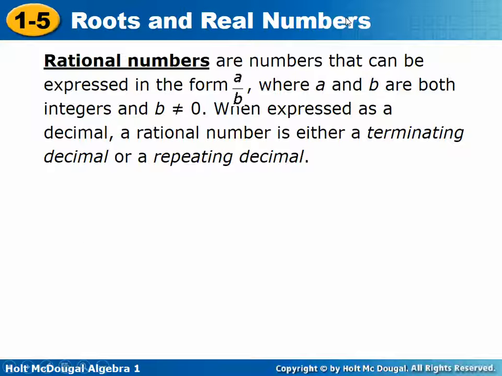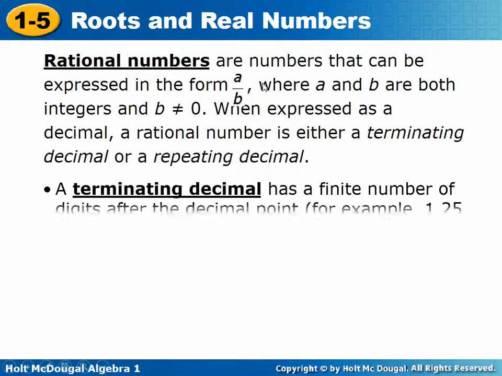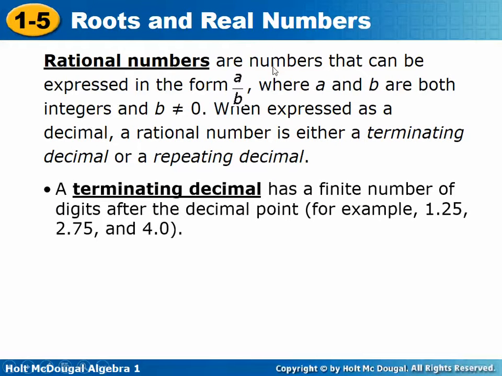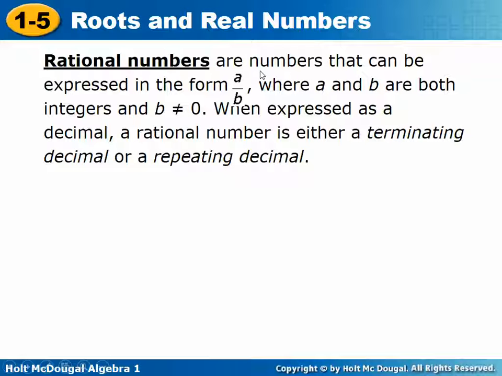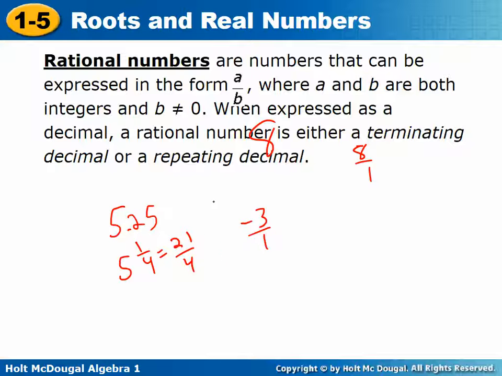There's also rational numbers. All of these ones that we just looked at are rational numbers. Rational numbers are numbers that can be expressed in the form a over b. You can write it like a fraction. So even a number like 8 can be written like a fraction. You just put a 1 under it. -3 can be written like a fraction. You just put a 1 under it. 5.25 can be written like a fraction. That's the same as 5 1/4, or you could write that as 21 over 4. So if you can write a number as a fraction, then it is a rational number.